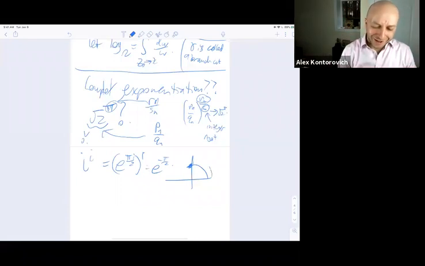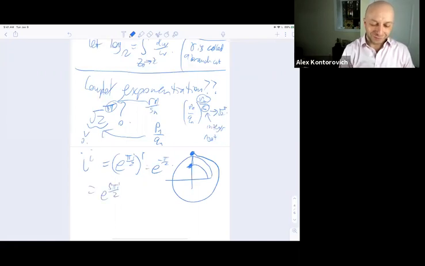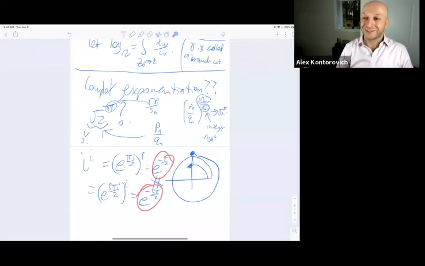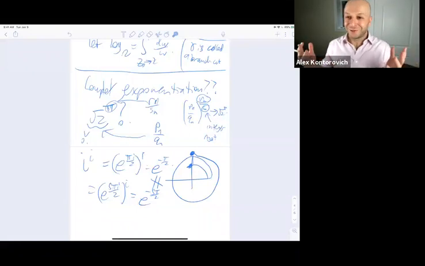But i isn't just e to the pi i over 2. i is also e to the 5 pi i over 2. And if I take that and raise it to the i, I get e to the minus 5 pi over 2. And this is really a problem. These are two completely different real numbers. They have absolutely different magnitudes, okay? We're way off. We're not even close.